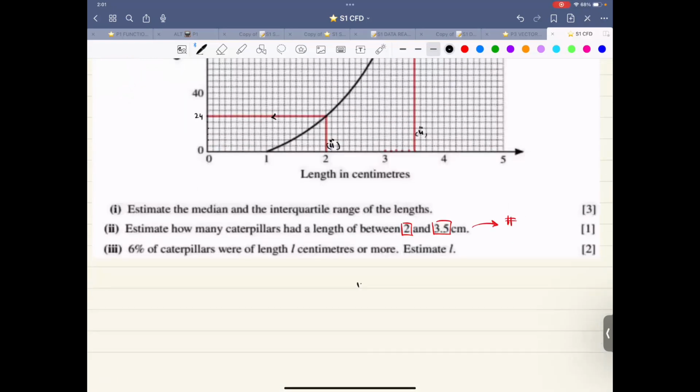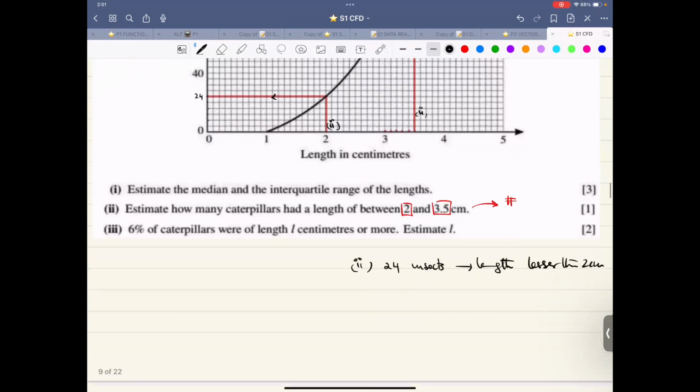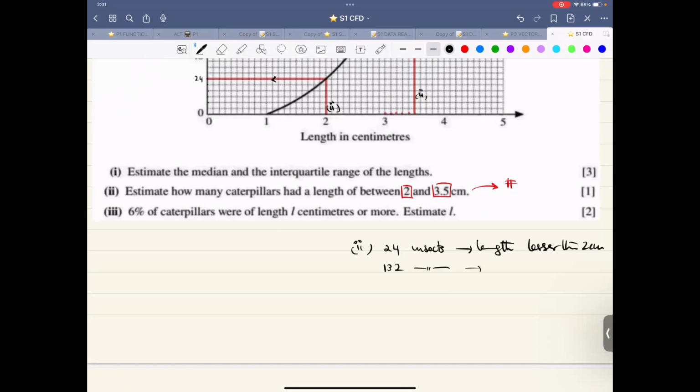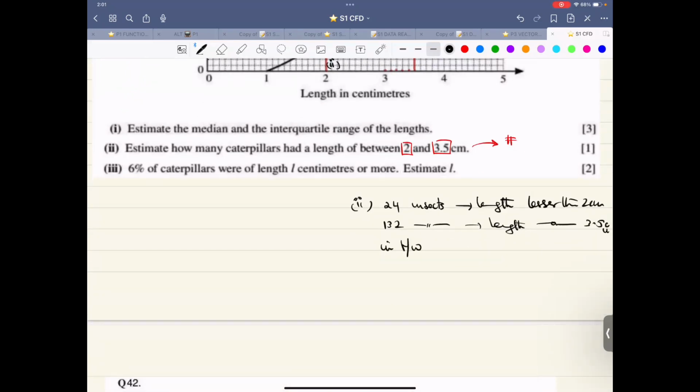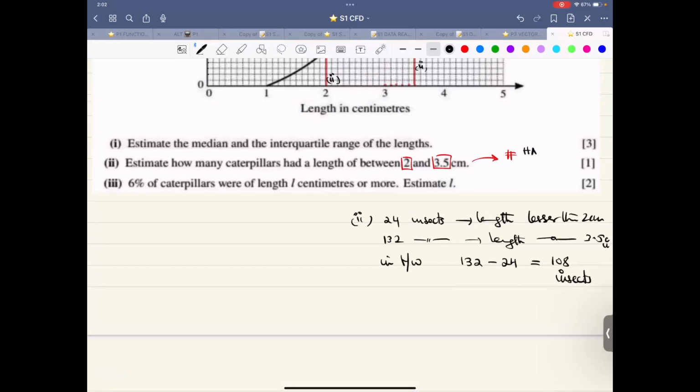So when we say part 2, that means 24 insects or caterpillars have length less than 2 centimeters. And then 132 insects, caterpillars, have length less than 3.5 centimeters. So therefore, in between, what is the answer? 132 minus 24, which is how much? This is 108 insects or caterpillars. That is the answer. So this is caterpillar, instead I'll write insects. That is the answer. So this is for part 2. Part 2 is about the horizontal axis to the vertical axis, from the class boundaries to the cumulative frequency and the difference between them.